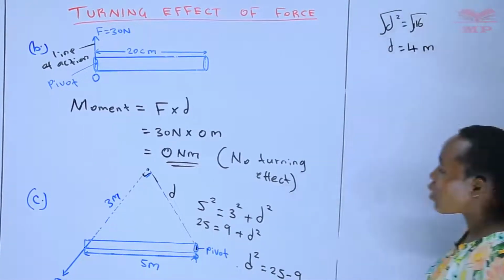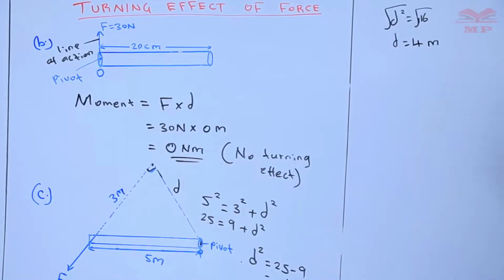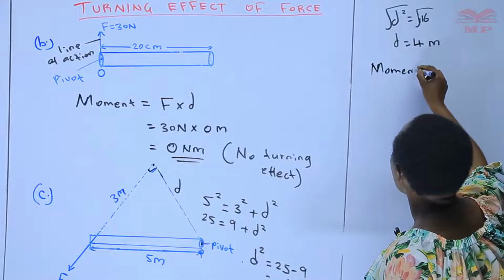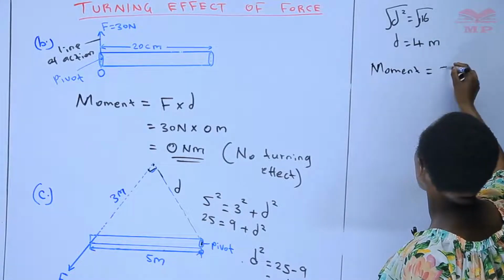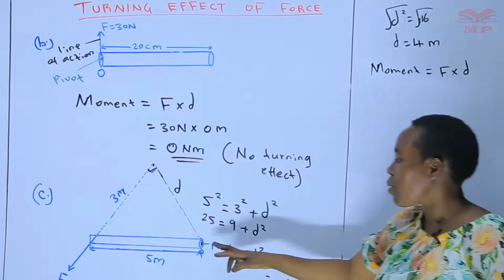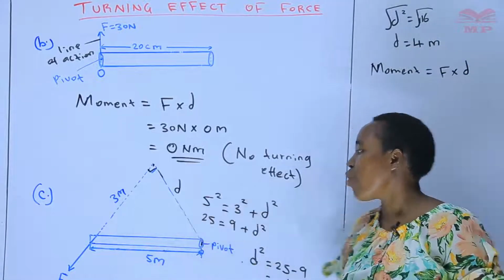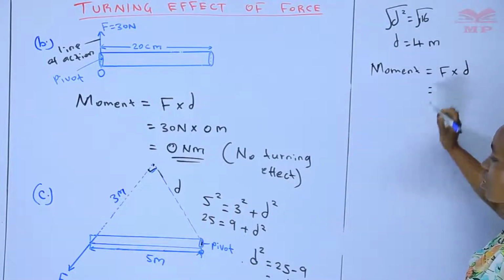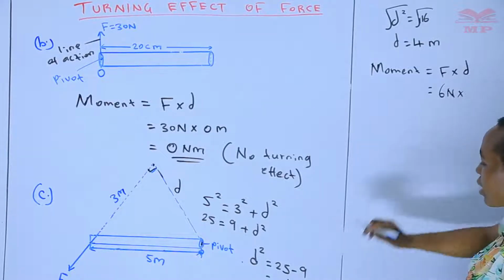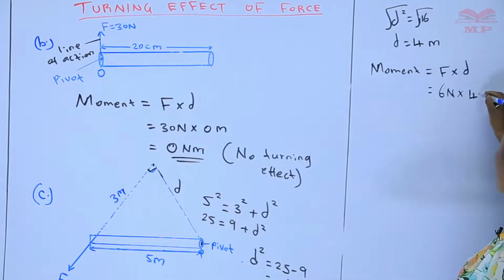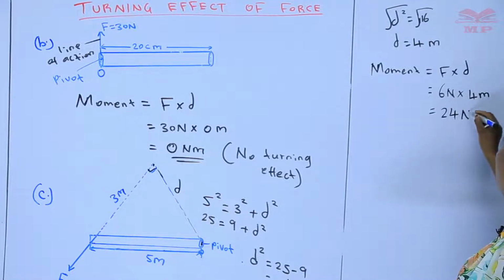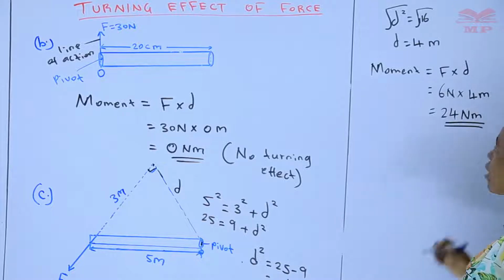And in our case, we have it in meters. And therefore, we can now calculate moment. So moment will be equal to force multiplied by the perpendicular distance from the point of support to the line of action. So our force being applied is 6 newtons, and the perpendicular distance, we have gotten it to be 4 meters. And therefore, moment will be equal to 24 Newton meters.